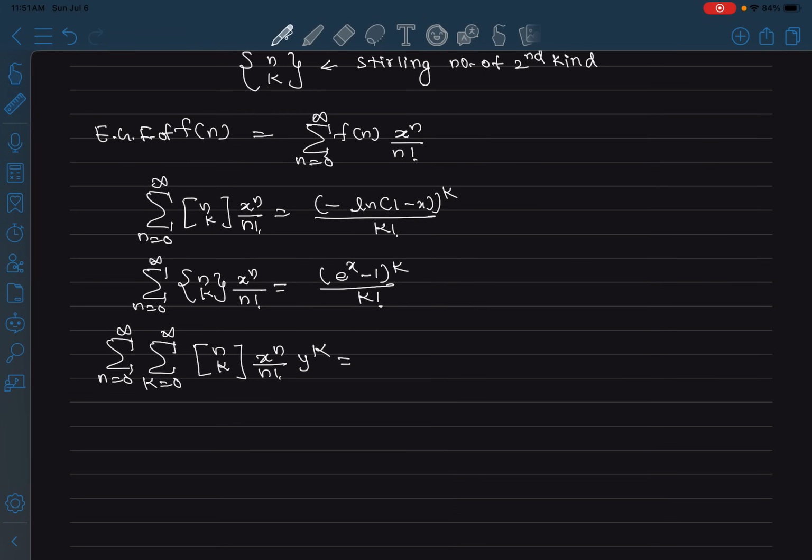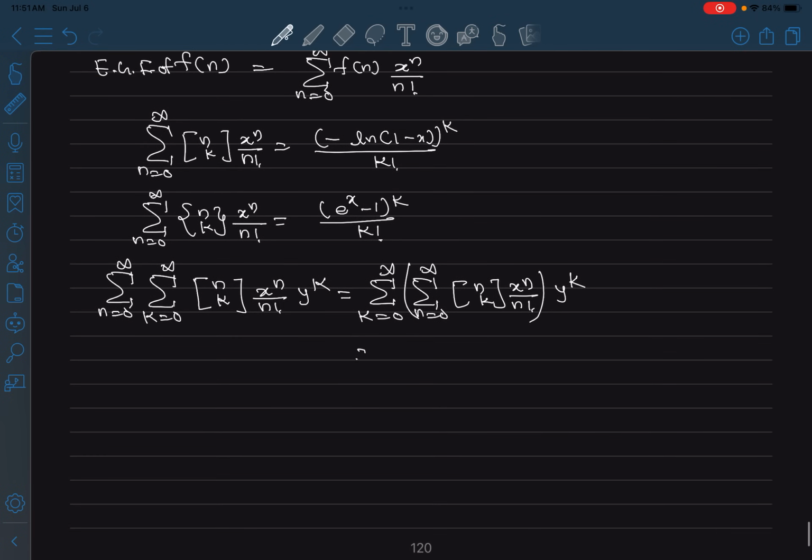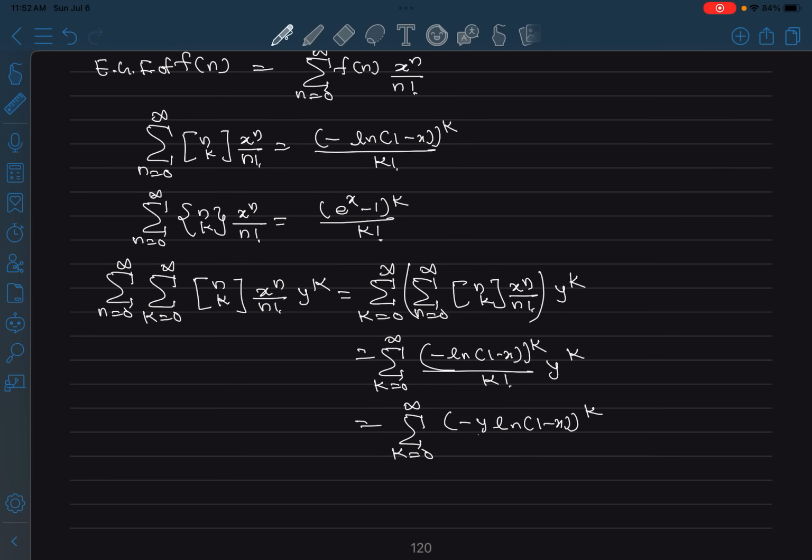So to find this, what I'm going to do is first switch the sums. Let k go from 0 to infinity, and this sum goes from n equals 0 to infinity of [n k] x to the power n by n factorial, times y to the power k. Now, we already know this inner part. It is the sum from k equals 0 to infinity of (minus ln of (1 minus x)) to the power k by k factorial, times y to the power k. And now we can also take y to the power k inside the same power. So we have (minus y ln(1 minus x)) to the power k by k factorial.